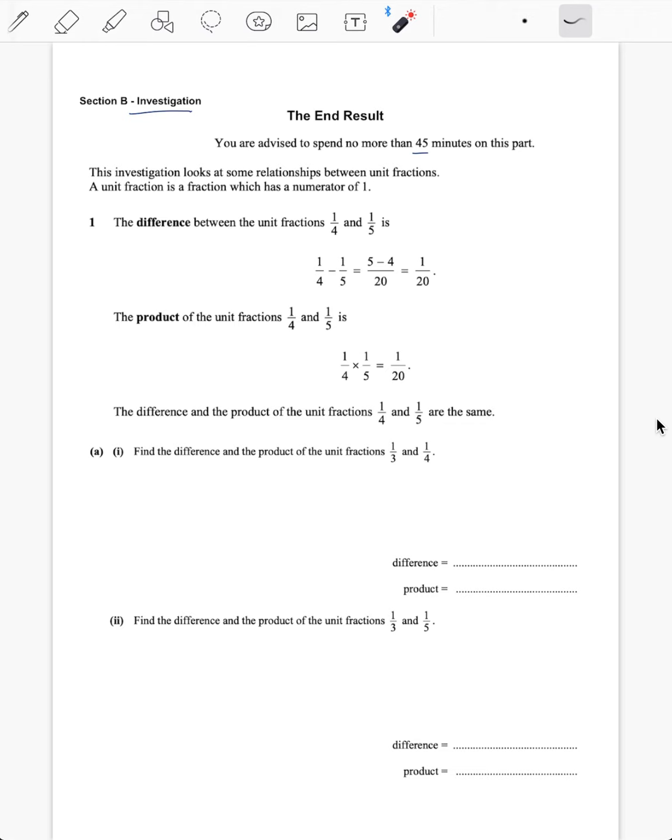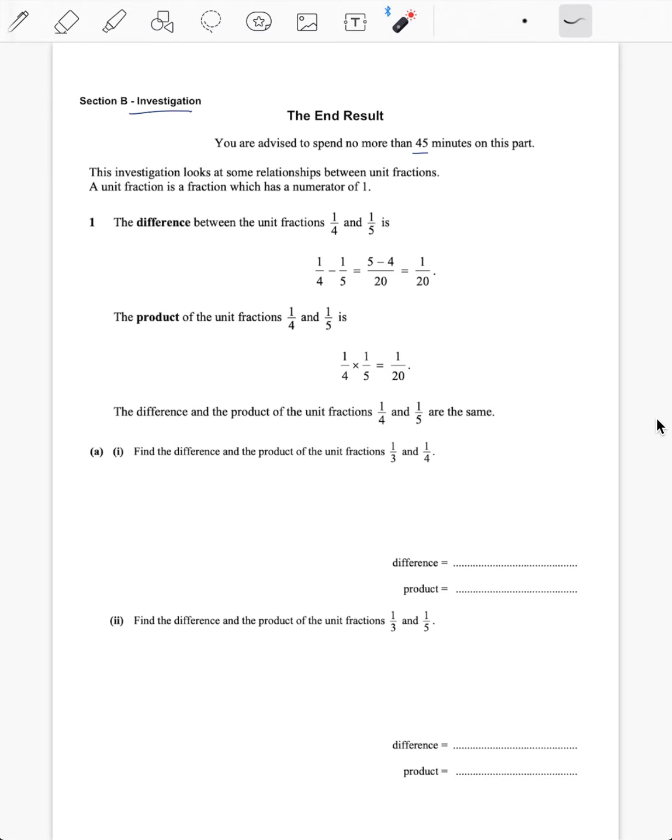Okay, that's fine, that's the sort of technique that we can do. The product, multiplying those two fractions together, we just multiply the 1s, multiply the 4 and 5, and we get 1 over 20. Then it says the difference and the product of the unit fractions, a quarter and a fifth, are the same. Well, that kind of makes sense from what they've shown me, 1 over 20 and 1 over 20.